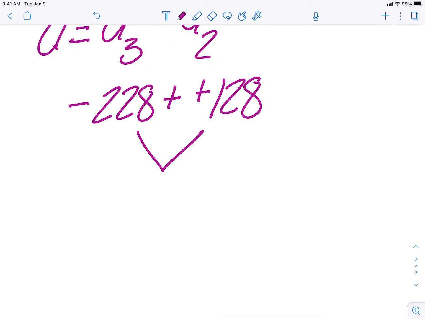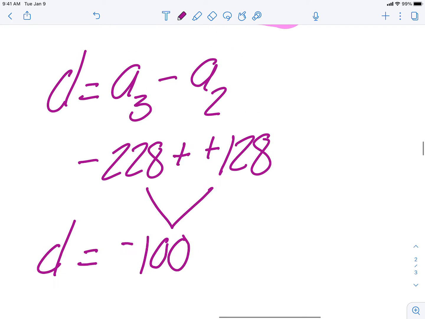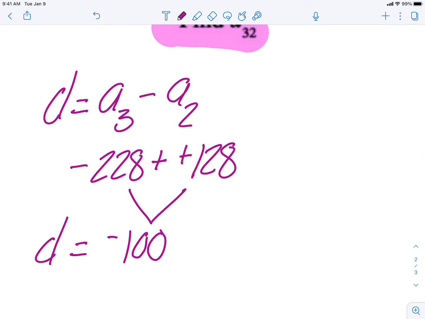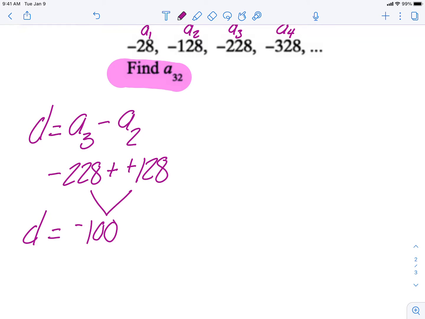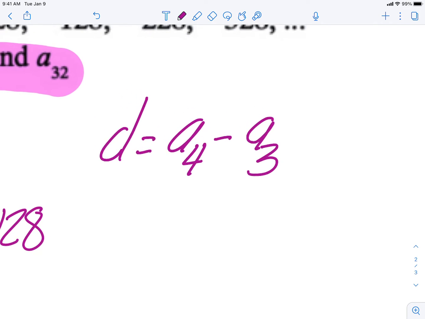228 minus 128 is 100, and it's a negative because 228 is bigger, so the common difference between the third and second term is minus 100, right? We're going to minus 100 each time. So let's do one more test just to be sure here. Let's do the fourth term minus the third term, right? It's always subtract the one right before.